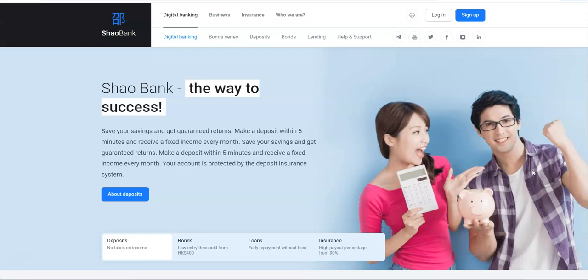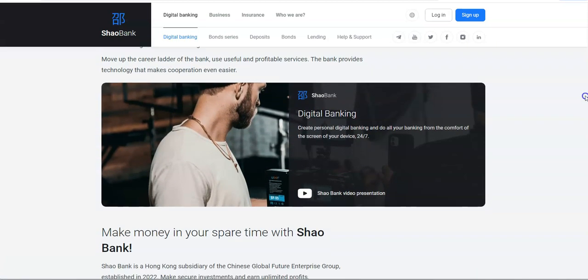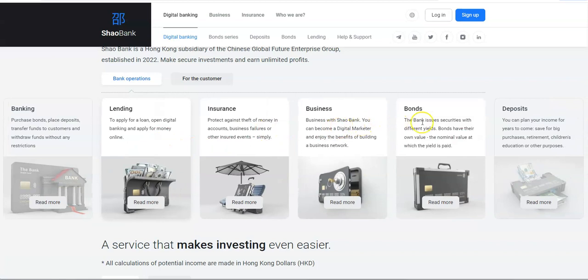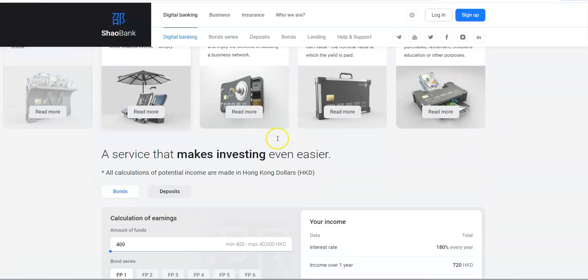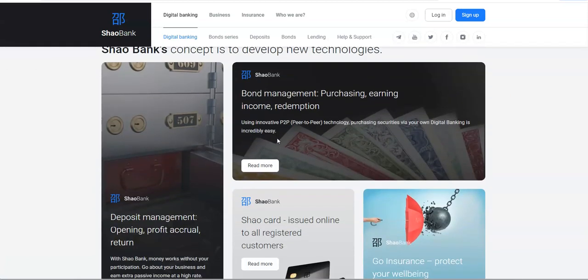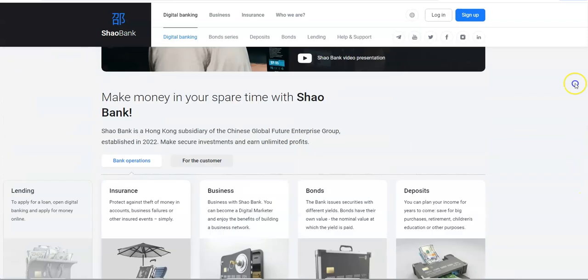So if you were to get anything out of Shao Bank when it comes to what they are, what they do, what this is all about, alright, with Shao Bank, yeah, they have digital banking, they have lending, they have insurance, business, bonds, deposits, all this stuff, right? Everything that a bank is about. It's all about the bonds, alright?